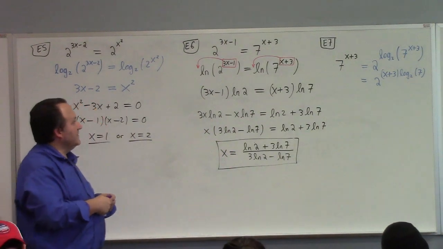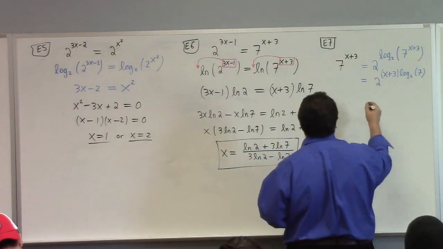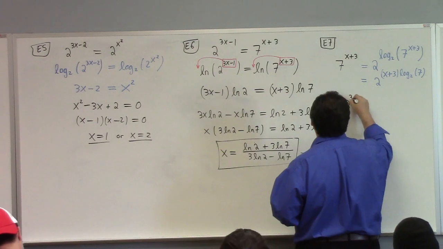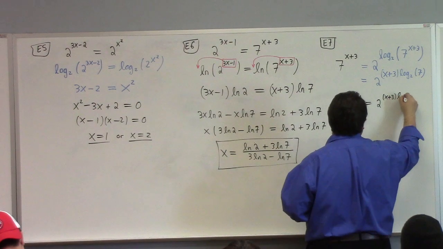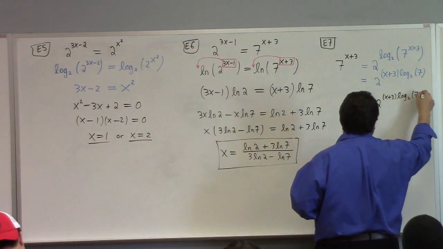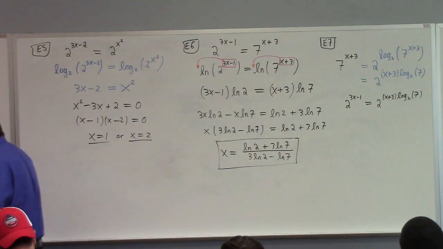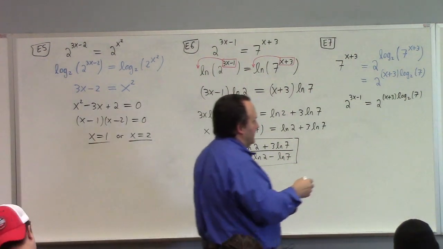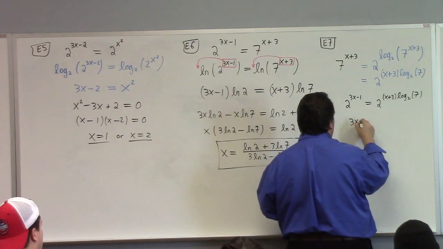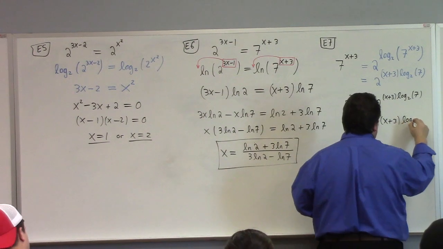So another way to do example 6 is this. But I think this is kind of a weird way to do it, isn't it? So we'd have 2 to the 3x minus 1 is equal to 2 to the x plus 3 times the log base 2 of 7. And then we can go back to last class and use the one-to-one property. Yeah? We could solve it with the one-to-one property. And that would give us 3x minus 1 is equal to x plus 3 times the log base 2 of 7.